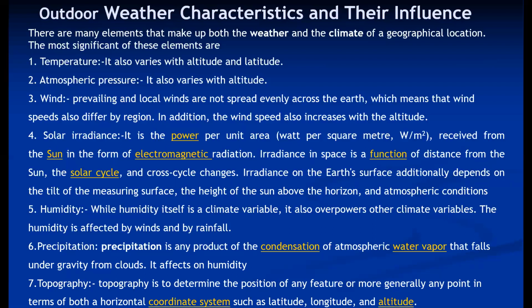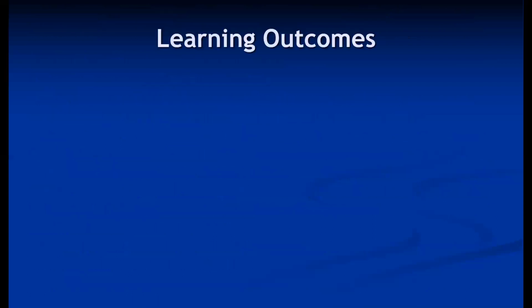So these are the 7 weather characteristics, and their influence on the outdoor data is considerable. Mostly all these parameters affect the outdoor data, and that's why, region-wise, the outdoor data is different because of these 7 parameters. So with this, we have completed this particular topic.